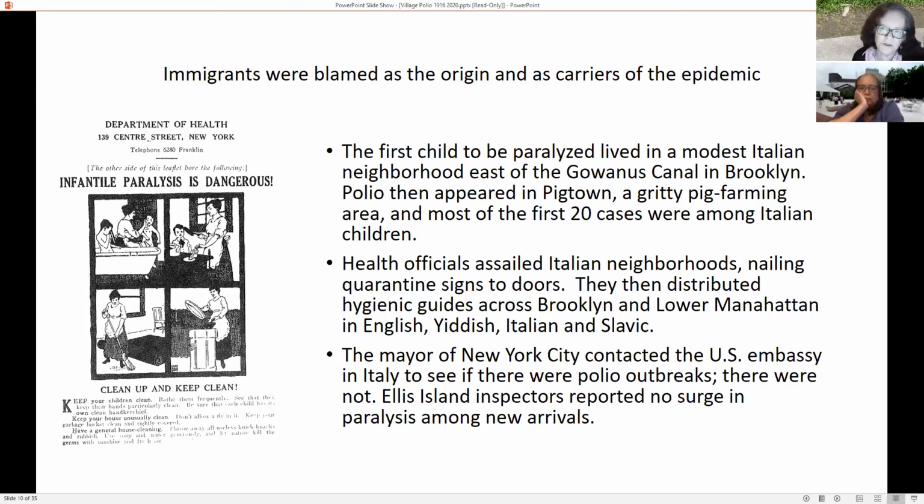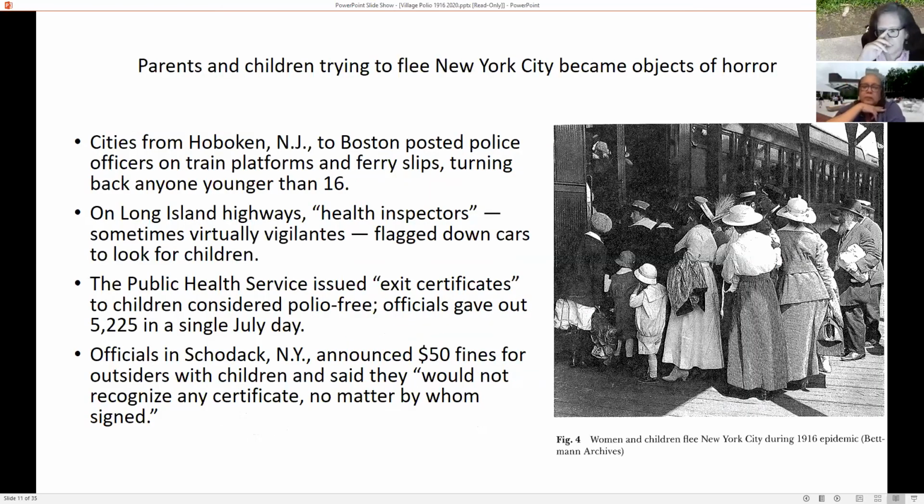So profound was this notion that somehow maybe it was something about Italy, maybe it was something about immigrants, that the mayor of New York City actually contacted the US embassy in Italy to ask whether there were outbreaks in Italy, and there were not. But that was the theory, that maybe immigrants had come through Ellis Island secretly bringing this disease. So it was a terrifying moment. And parents and children who could afford to leave the city fled the city.